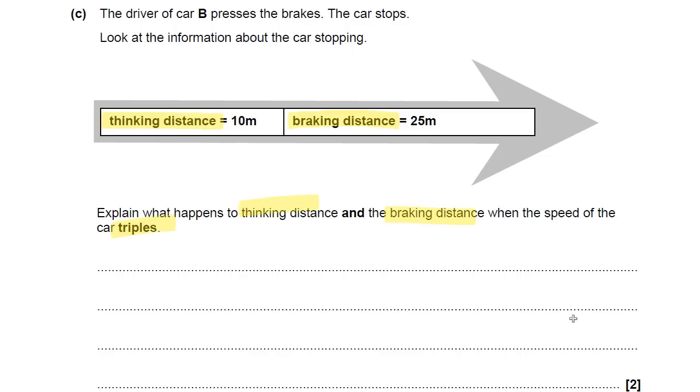Okay, it's 2 marks, so 1 for how the thinking distance changes as the speed triples, and 1 for the braking distance when the speed triples. Quite a tough one, but I think everyone can at least get the first mark. And maybe this is just a bit of remembering how the braking distance changes compared to the thinking distance. Pause the video now.